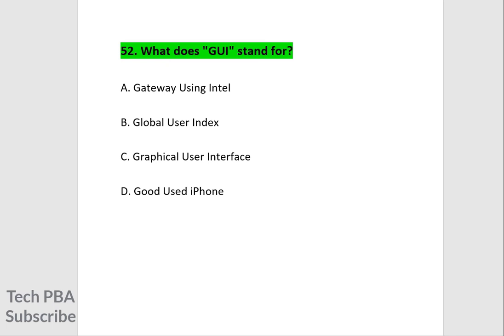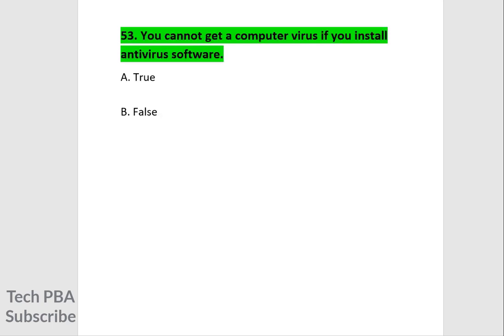Question number 52. What does GUI, G-U-I, stand for? It stands for graphical user interface. Option C, graphical user interface. It is actually the text and the images on our computer. That is referred to as the GUI, pronounced "gooey". So option C, correct answer.